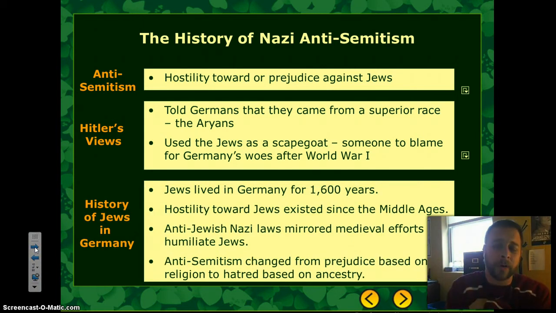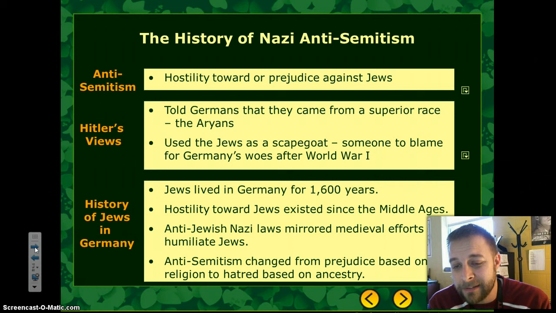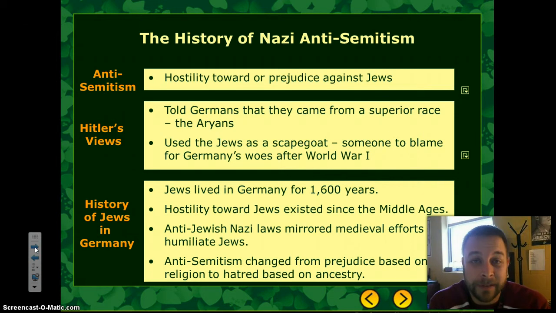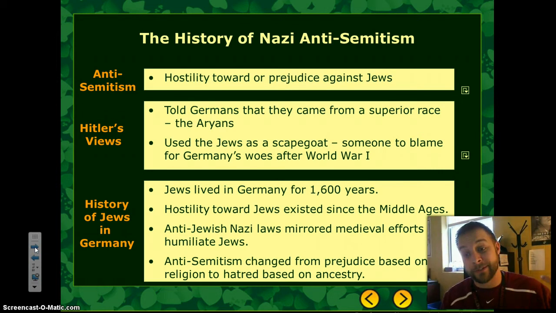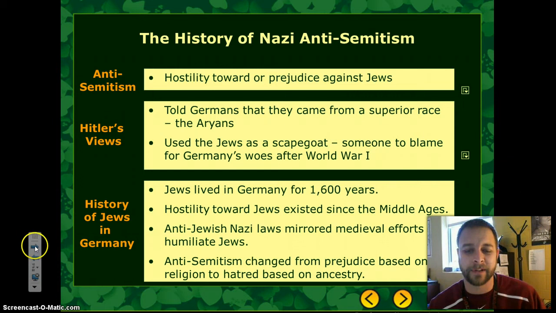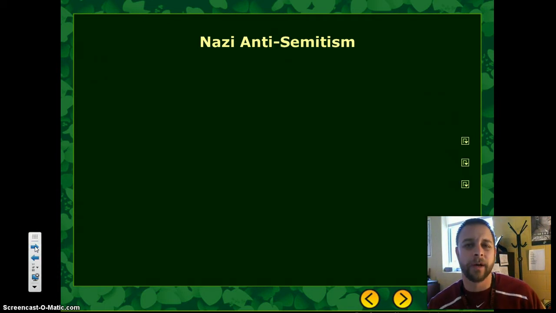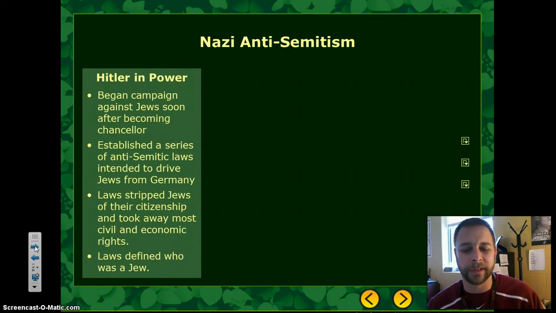So Jews had lived in Germany for quite some time, for centuries really, and hostility, like I said, existed towards Jews in Europe in general and in the United States and other places throughout the world since the Middle Ages. A lot of it was an outgrowth of the medieval church, which really went out of its way to humiliate and force Jews to convert to Catholicism. But what happens is the Germans take it from a prejudice based on religion to a hatred based on ancestry. They create this distinction of Jews as a race, which isn't really accurate.